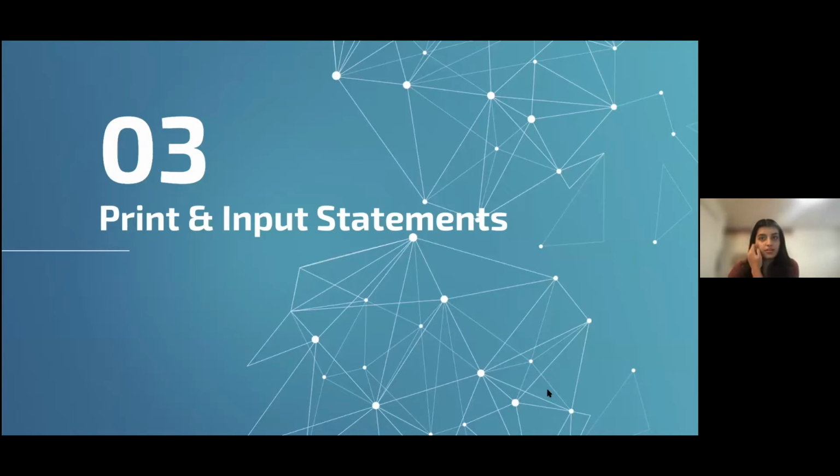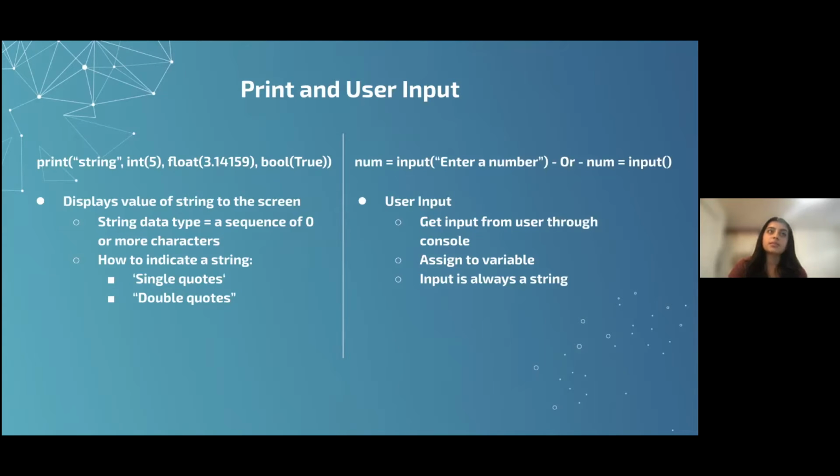Okay, so next we have print and input statements. A print statement basically displays the value of a string to the screen. So for example, when you write this print statement here, this is a little complicated, but basically it prints whatever is in the parentheses to the console. The print statement has the string data type, and this string data type is 0 or more characters. And these are examples of how to indicate strings. You can use single quotes or double quotes in Python.